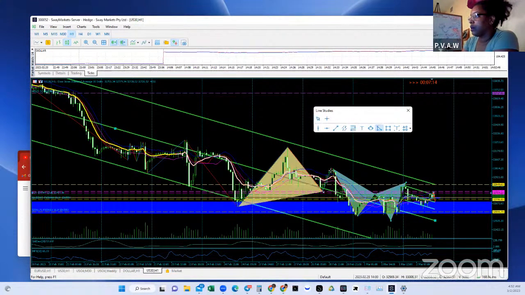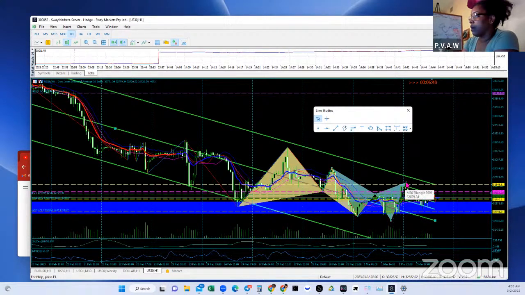So this is a nice bullish butterfly. A nice bullish butterfly. Y'all see that? That's when we went up. We actually made a lower low, and then came back up. So that's what we got in yesterday, that lower low.